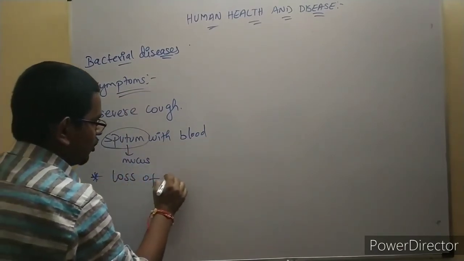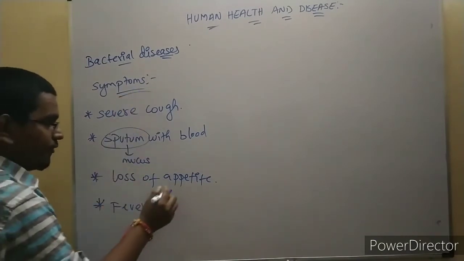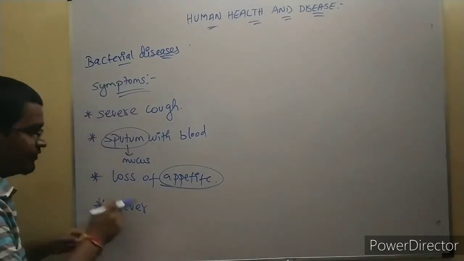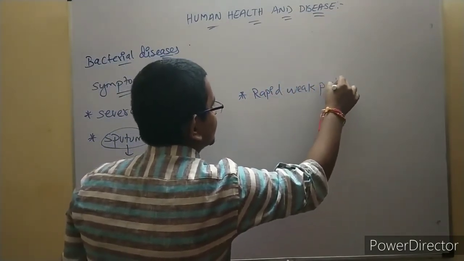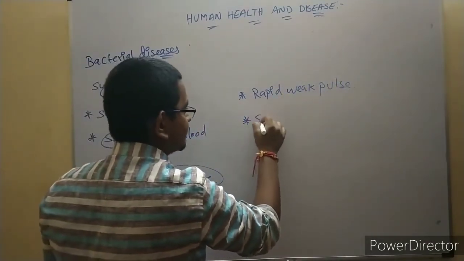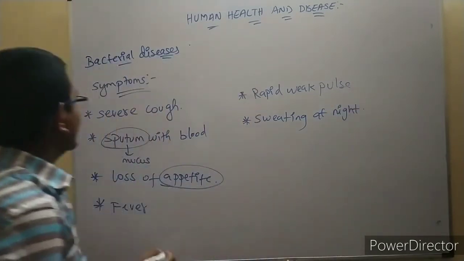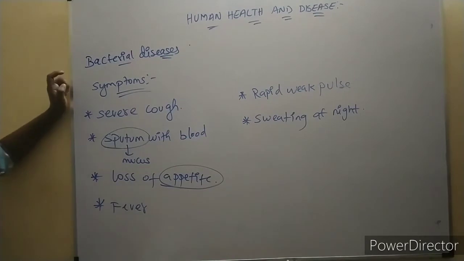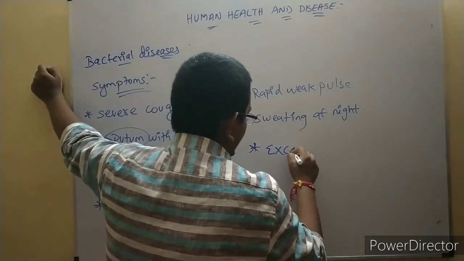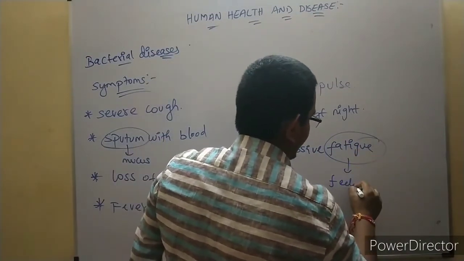Loss of appetite will be there, students. Fever will be there. In tuberculosis, fever will be there. Loss of appetite, as you know, means the hunger decreases. Rapid weak pulse is also one of the symptoms. Sweating at night. Okay, these are the symptoms, students. Severe cough, sputum with blood. One more I think I missed: excessive fatigue. What is fatigue, students? Feeling of tiredness is known as fatigue.